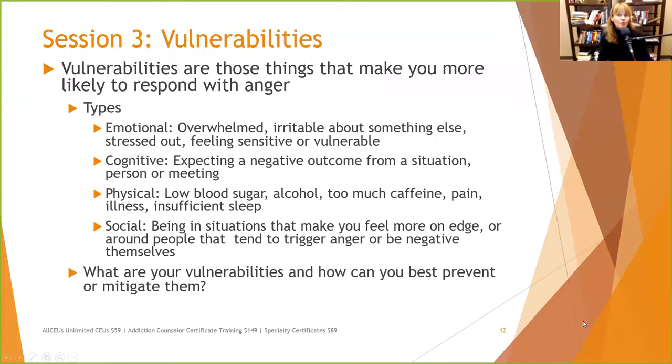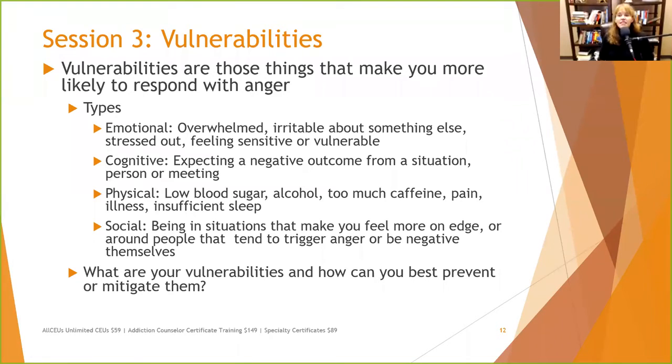Vulnerabilities is what we start on with session 3. Vulnerabilities are things that make you more likely to respond with anger. So, for example, emotional vulnerabilities. If you're already feeling overwhelmed, you may be more likely to get angry or irritable or defensive. When you're feeling pulled in 6 different directions, you feel kind of like you're drowning, which can make you feel threatened. If you're already irritable about something else, then the dog walks in and starts barking, you may just scream at Fido, and Fido's looking at you going, what'd I do?